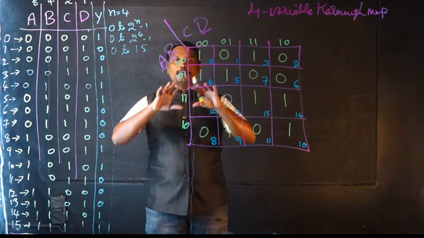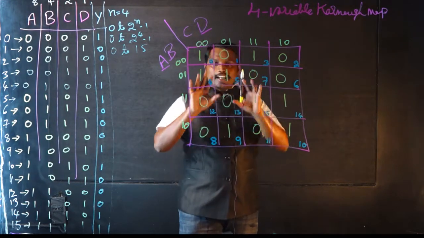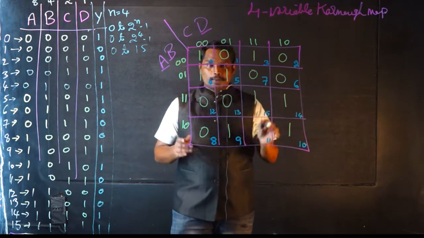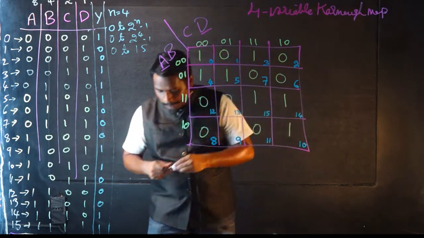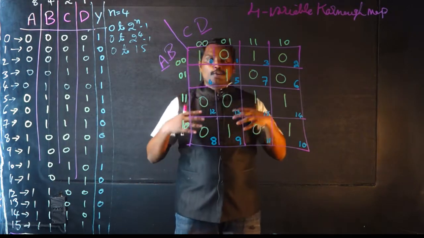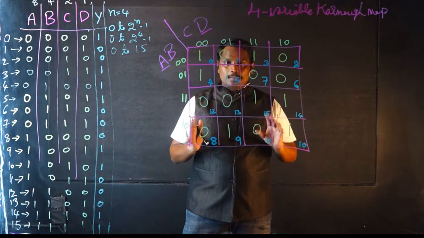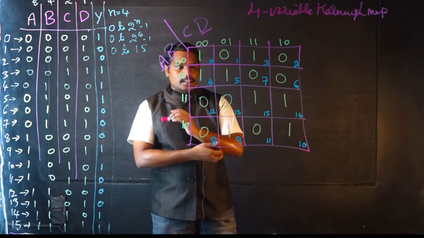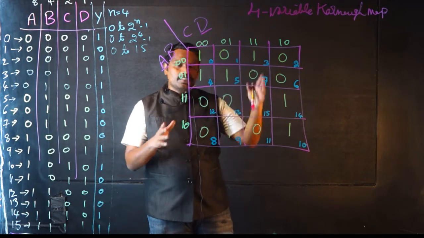This is how you place the values on the Karnaugh map. Once the zeros and ones are placed, the second step is finding out how many groups you can form from this Karnaugh map. This is how you are going to expand the expression from this Karnaugh map.